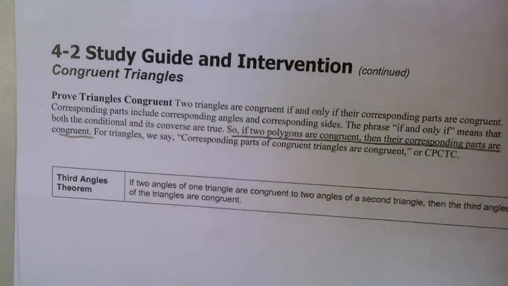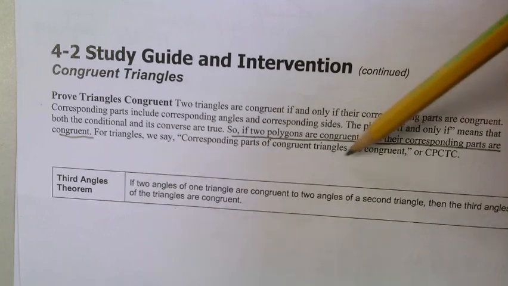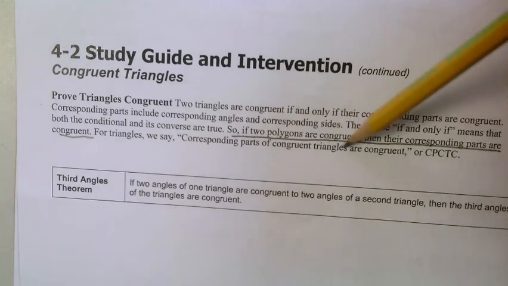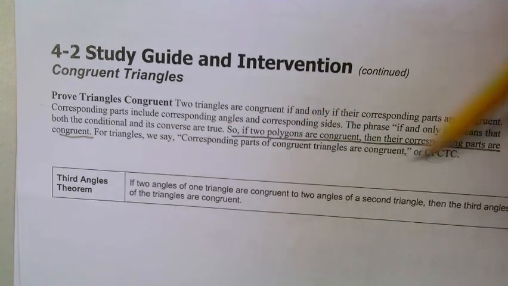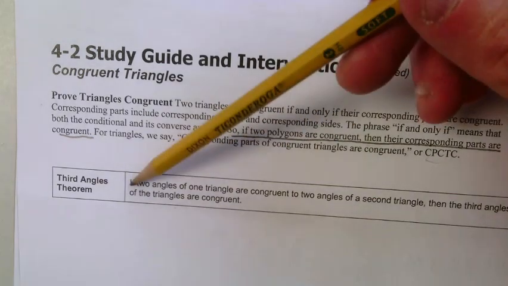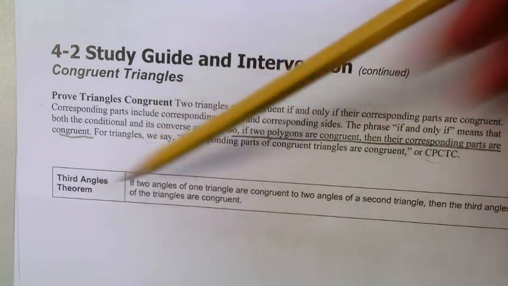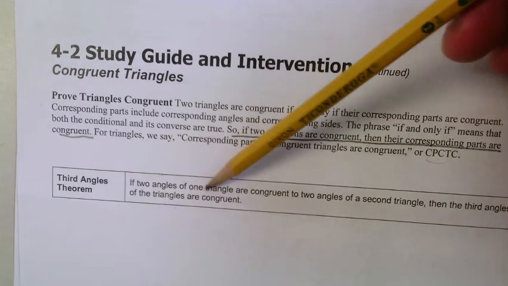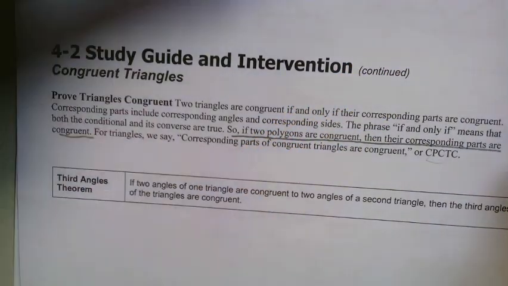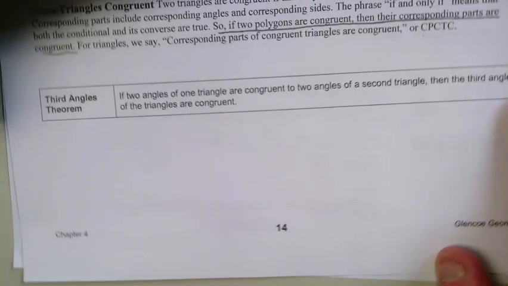For triangles, we say corresponding parts of congruent triangles are congruent, the CPCTC. So I just talked about that. This part down here, with the third angles theorem, we also just talked about: if two angles of one triangle are congruent to two angles of another triangle, then the third angles are congruent.